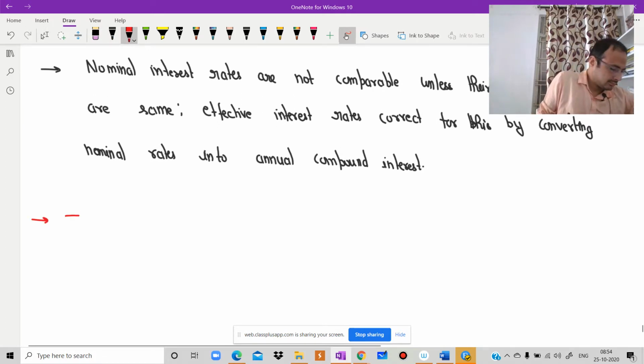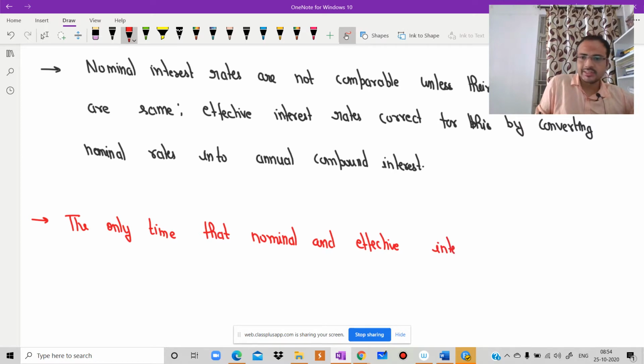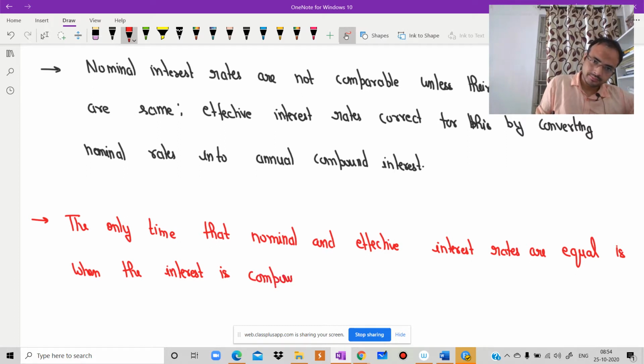You can write this point also. The only time that nominal and effective interest rates are equal is when the interest is compounded annually. This is the only condition.